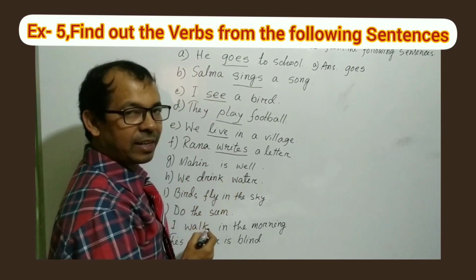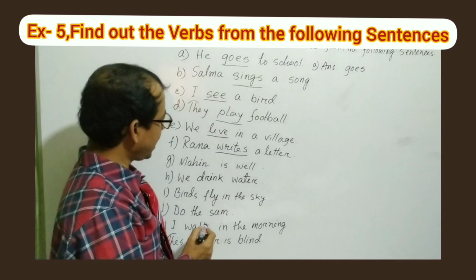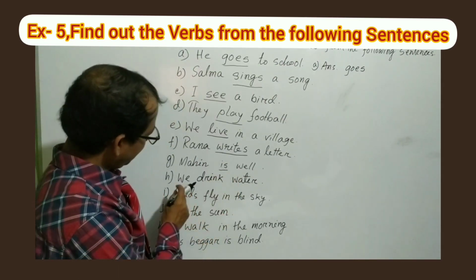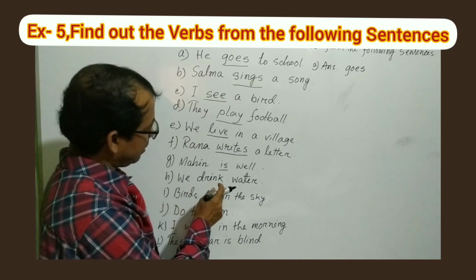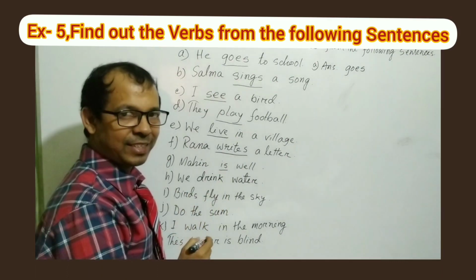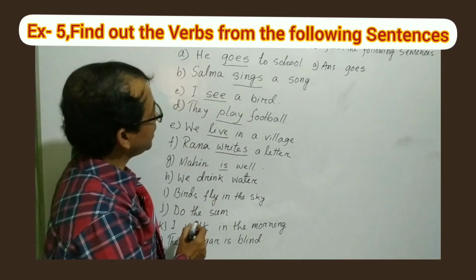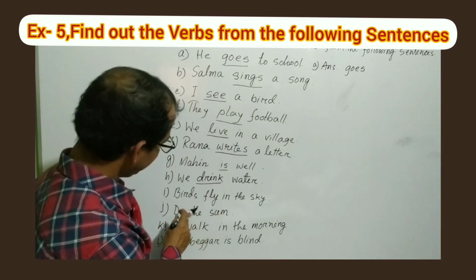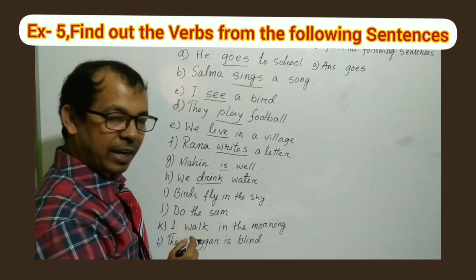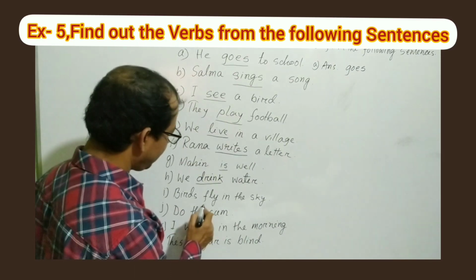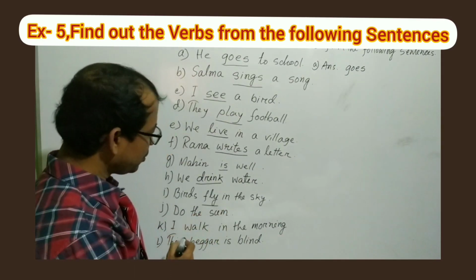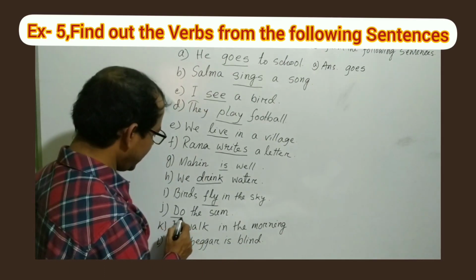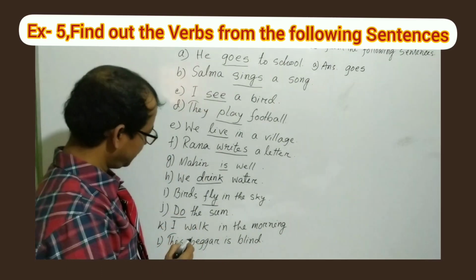Mahin is well. Which one is the action word? Yes, is. We drink water. Can you tell me which one is the verb? Yes, drink. Birds fly in the sky. Which one is the verb? Fly. Do the sum. This is an imperative sentence. So here do is the verb.